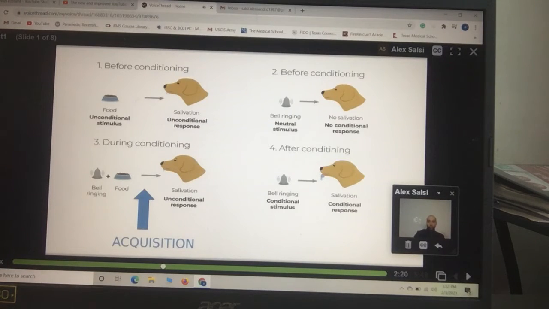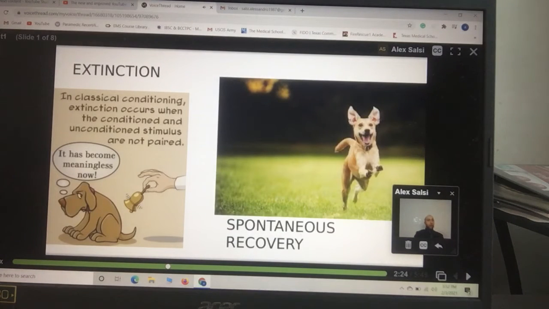There are two other concepts associated with classical conditioning, which are extinction and spontaneous recovery. Extinction is a decrease in the conditioned response when the unconditioned stimulus is no longer paired with the conditioned stimulus. The dogs will not respond with salivation anymore if the bell is repeatedly presented without the food. Spontaneous recovery means the return of a previously extinguished conditioned response following a resting period.